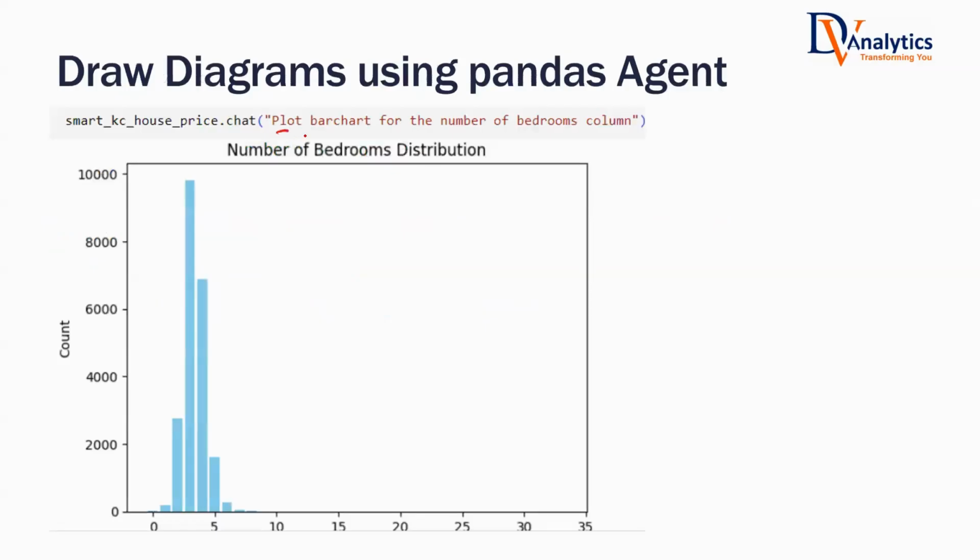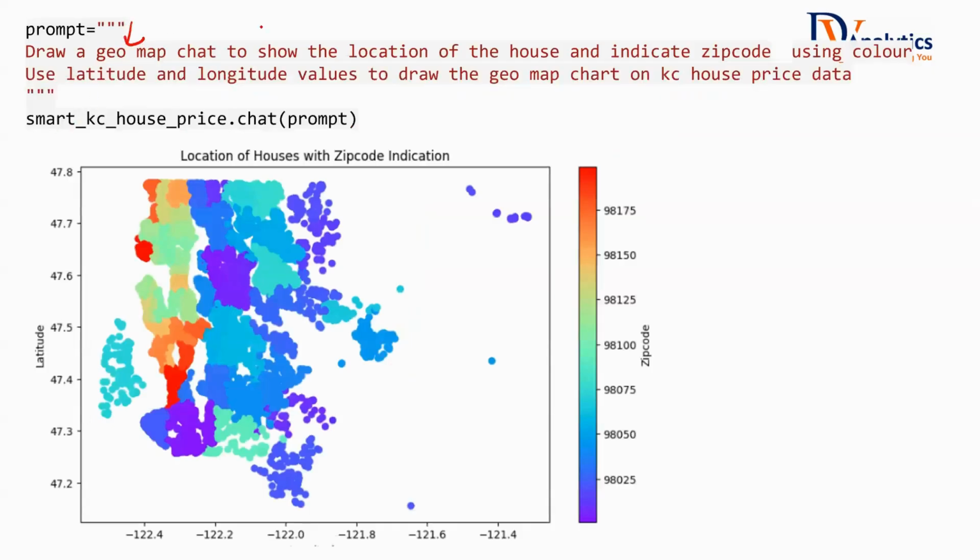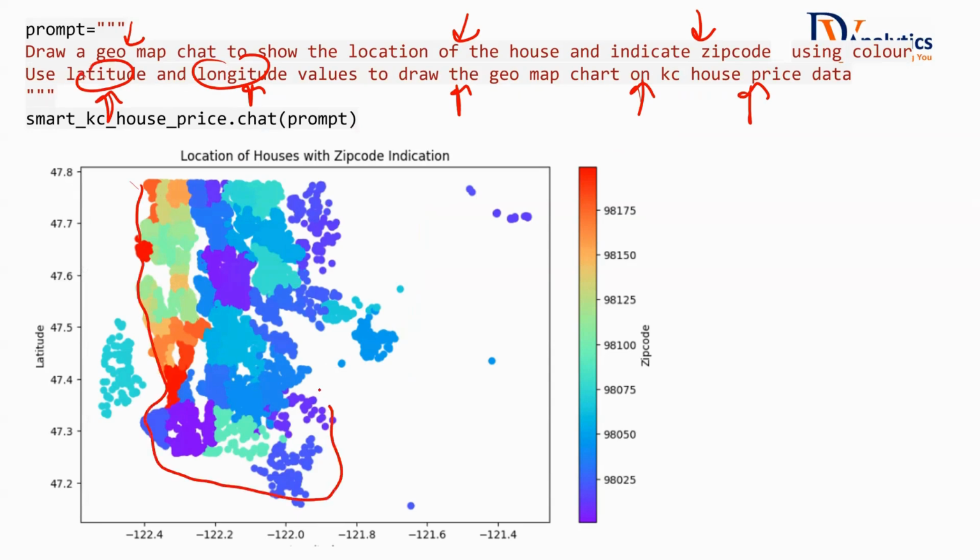So if we ask the question, plot a bar chart for the number of bedrooms column. So how many homes have 2 bedrooms, or how many homes have 1 bedroom or 3 bedroom, 4 bedroom, 5 bedroom, like that. Draw a box plot for the price column. So if you ask for it, it'll do it. Even if you give a very complex query, draw a geographical map chart to show the location of the house, indicating the zip code using the color. Use longitude and latitude values to draw the geo map chart. If you give such a complex query also by using longitude, latitude, it will actually draw this geo map chart, and it will use the zip code as a color representation.